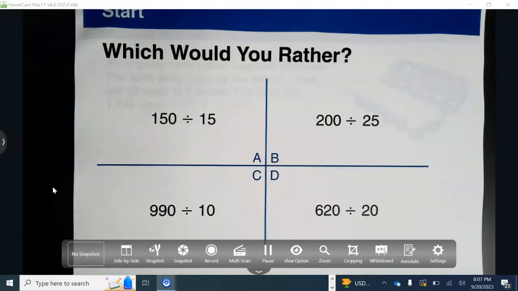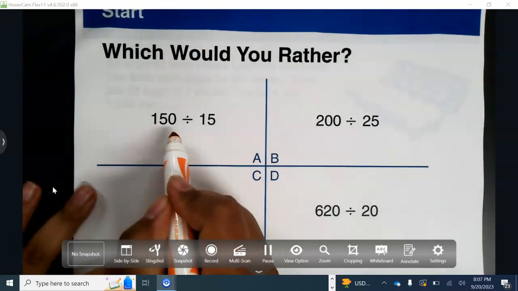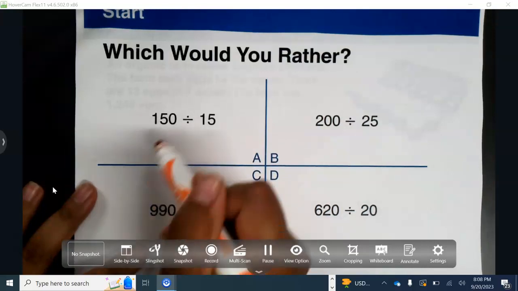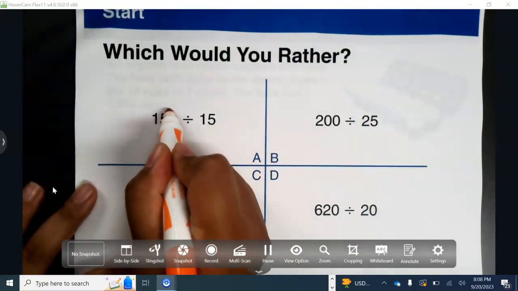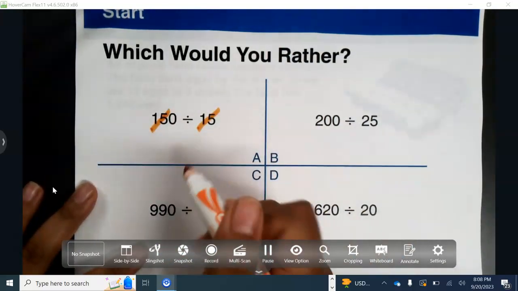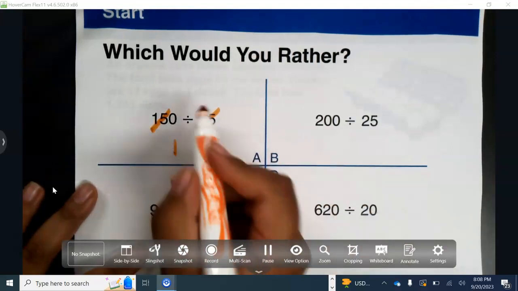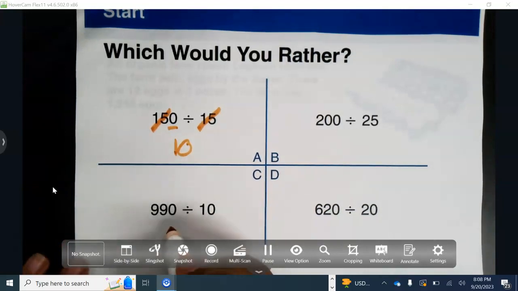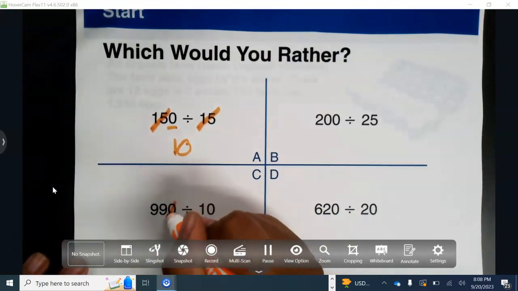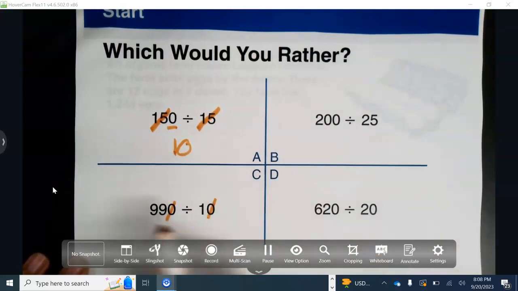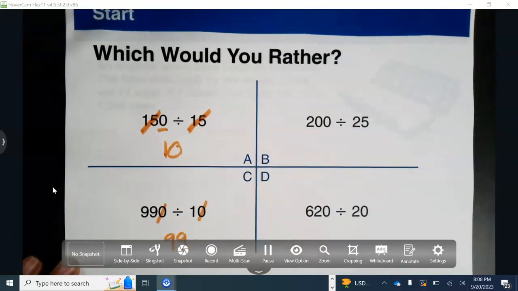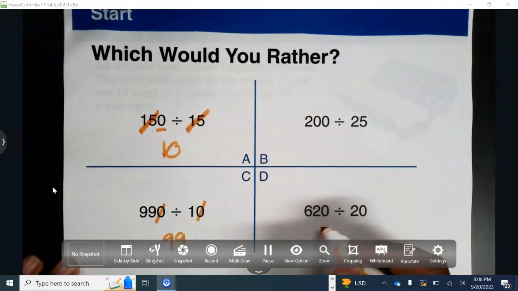All right, so 150 divided by 15 could be a nice easy problem, because if we just think of this as 15 divided by 15, that is 1. And because there's a 0 at the end, we just add a 0. That's 10. All right, 990 divided by 10. We'll just use our 0 rules, cross those zeros out. Now it's 99 divided by 1, which is 99. Okay, simple.